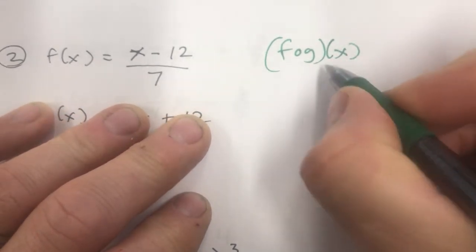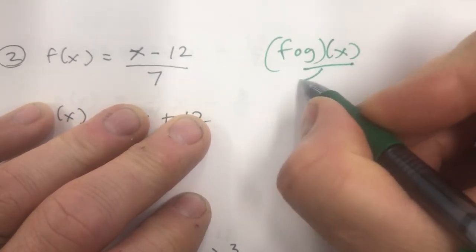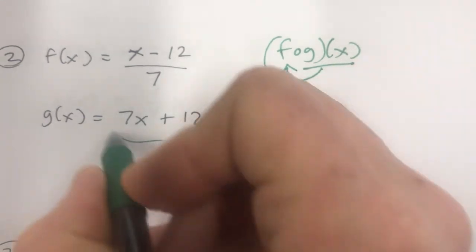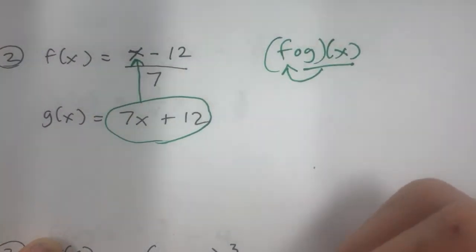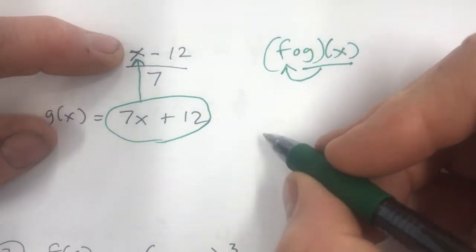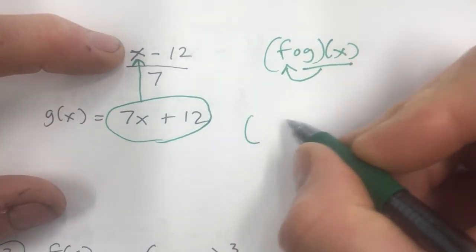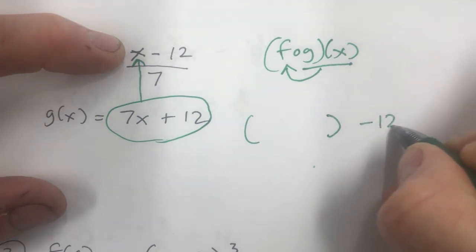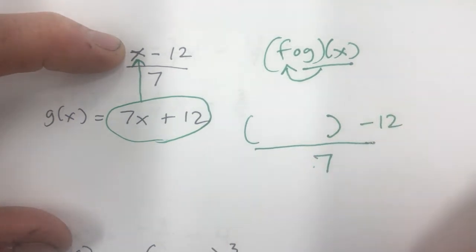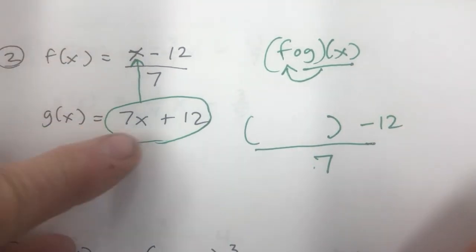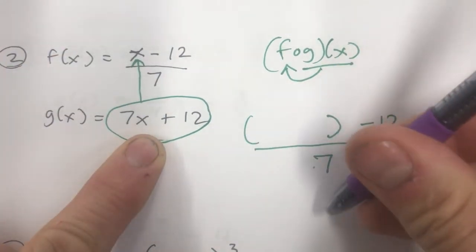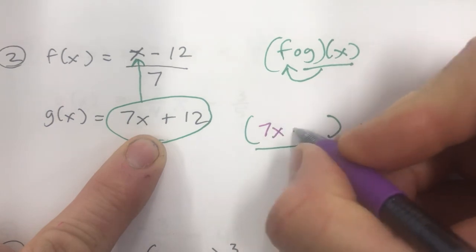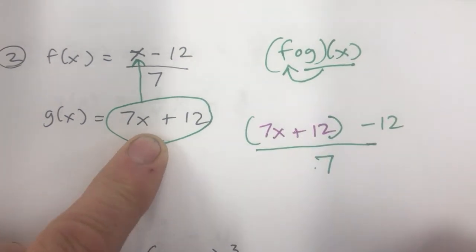What that means is I'm going to take the g function of x and I'm going to put it in the f function. So here's the g function right here. I'm going to put it for x in this other equation. And so what I'm going to do is, right here where x is, minus 12, all divided by 7. Okay, I'm going to put this in where x is. So I'm going to put this 7x plus 12 in for the x.